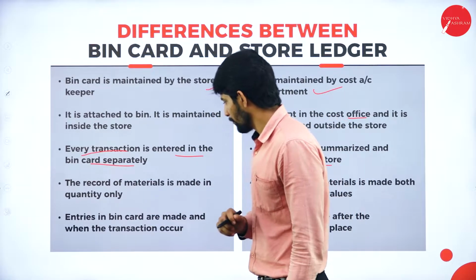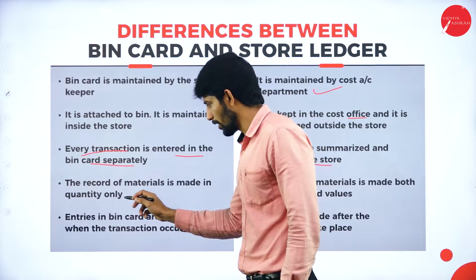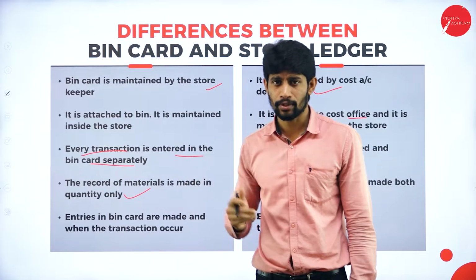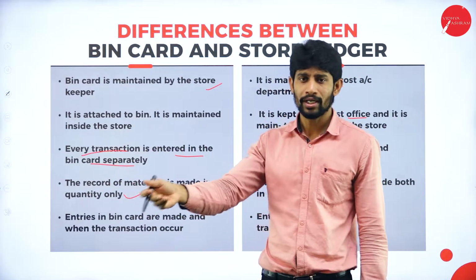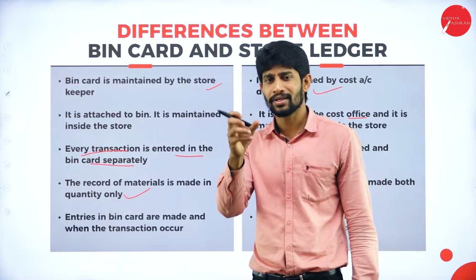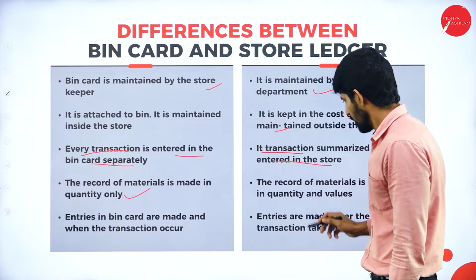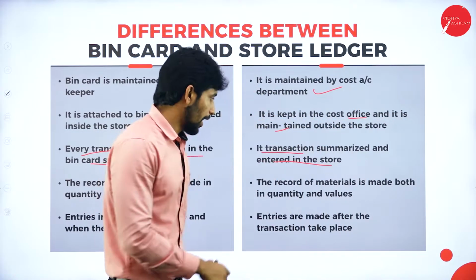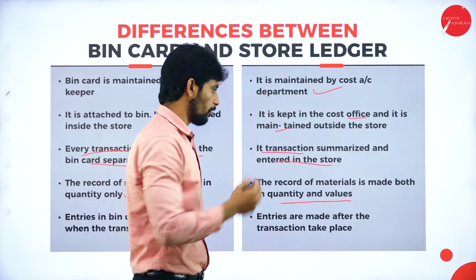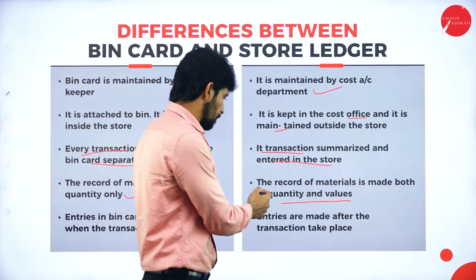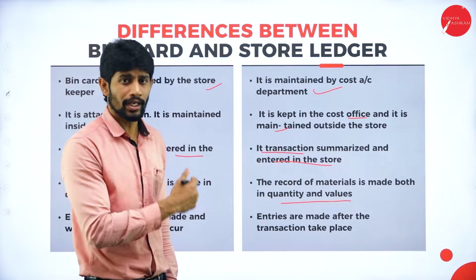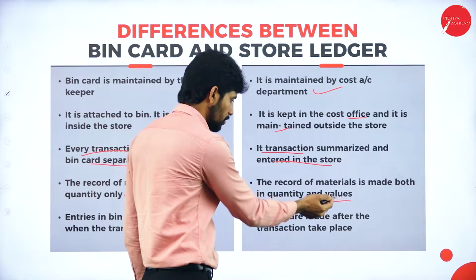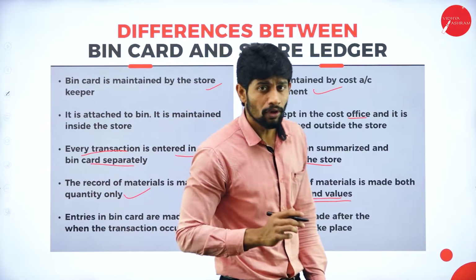Next, the record of materials is made in quantity only. How much quantity you purchased, how much you issued, how much you received is written, so it will be mentioned in quantity. Here in the store ledger, the record of materials is made both in quantity and in values. So in the bin card it is mentioned only in quantity, but in the store ledger it is mentioned in quantity as well as in value.